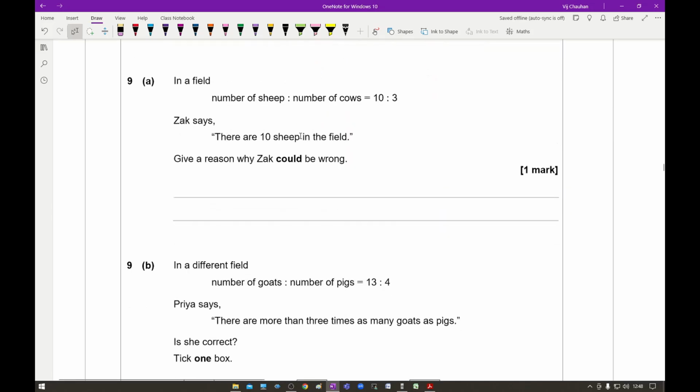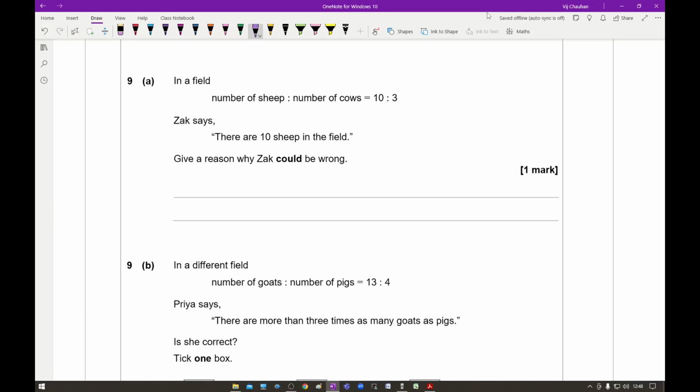Moving on to question 9, it says in a field the number of sheep to the number of cows is 10 to 3. It says Zach says there are 10 sheep in the field. Give a reason why Zach could be wrong. Now again, there's a couple of reasons for this, and if yours differs to the one that I'm going to be stating, which is probably the most common one, please do check out the mark scheme to see if they will allow your answer.